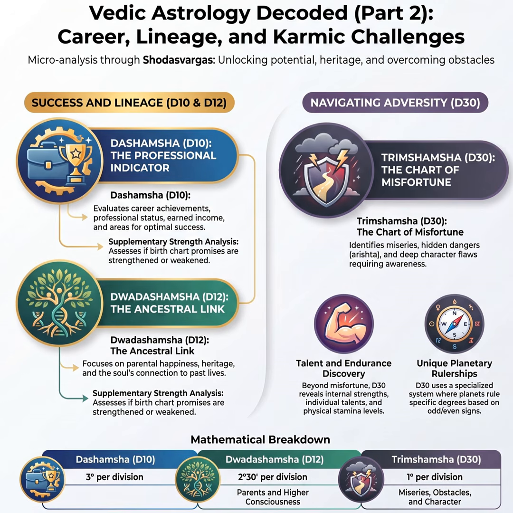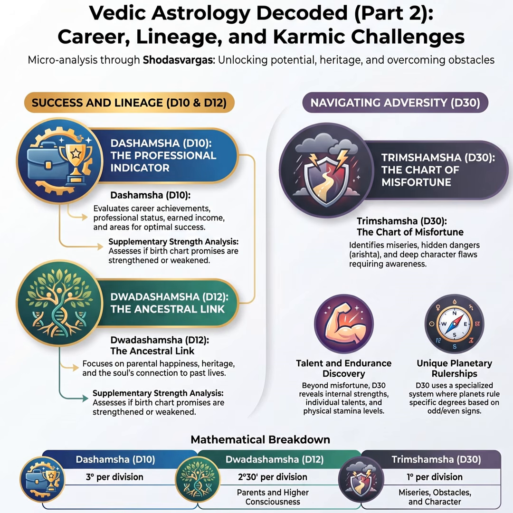Right. And just to lay the foundational groundwork for anyone who needs a refresher, odd signs are the 1st, 3rd, 5th, 7th, 9th, and 11th signs of the zodiac. Let me list those out. That's Aries, Gemini, Leo, Libra, Sagittarius, and Aquarius. Exactly. And the even signs are the 2nd, 4th, 6th, 8th, 10th, and 12th. Taurus, Cancer, Virgo, Scorpio, Capricorn, and Pisces.